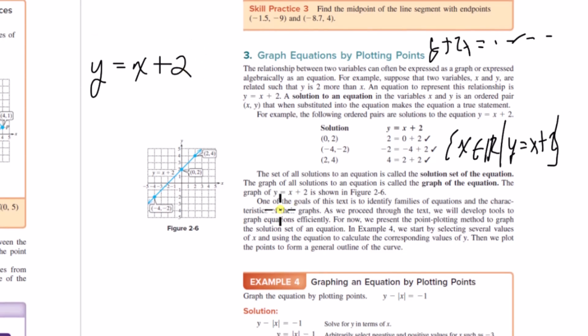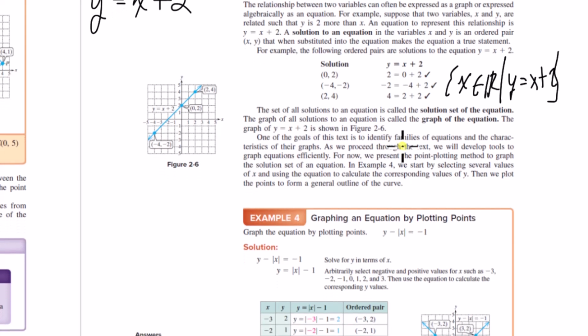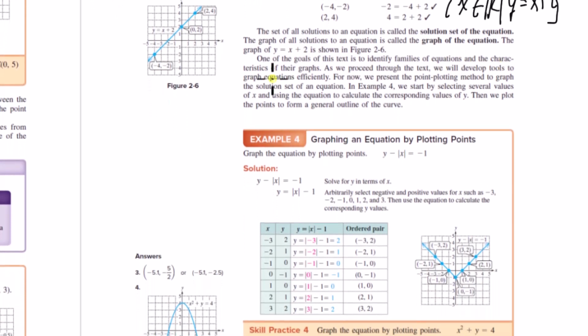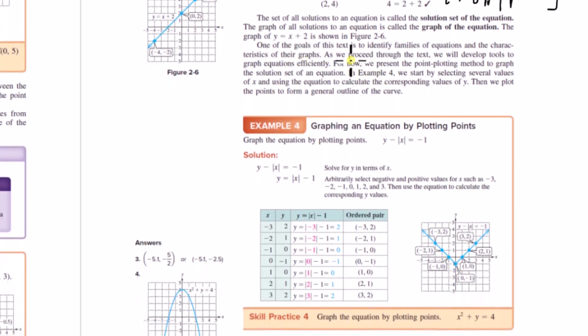So now, one of the goals of this text is to identify families of equations and the characteristics of their graphs. As we proceed through the text, we develop tools to graph equations efficiently. For now, we present the point plotting method to graph the solution set of an equation. In example 4, we start by selecting several values of x and using the equation to calculate corresponding values of y. Then we plot the points to form a general outline of the curve.